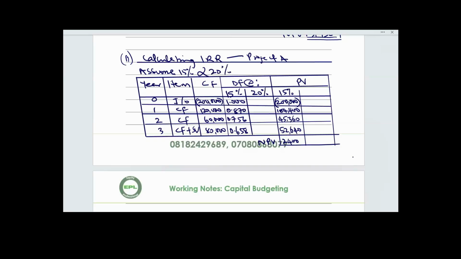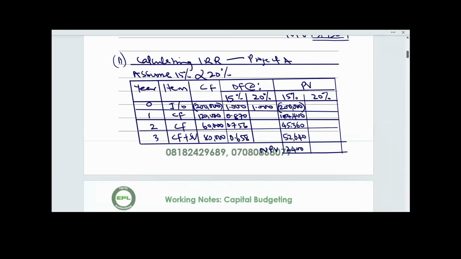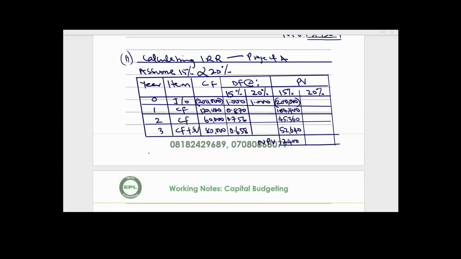Let's assume 20% and see what we are going to get. What's the discount factor for year one at 20%? 1.2 raised to power minus 1, which is 0.833. Then year two, 0.694.